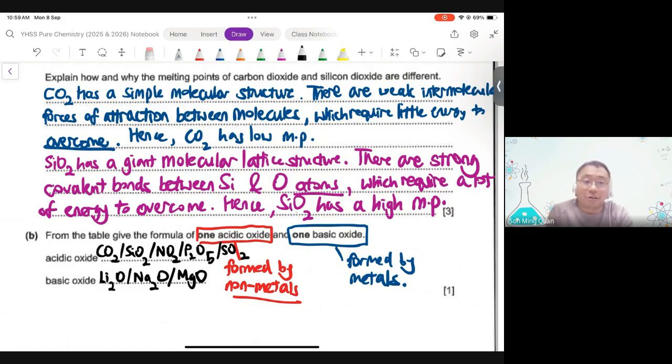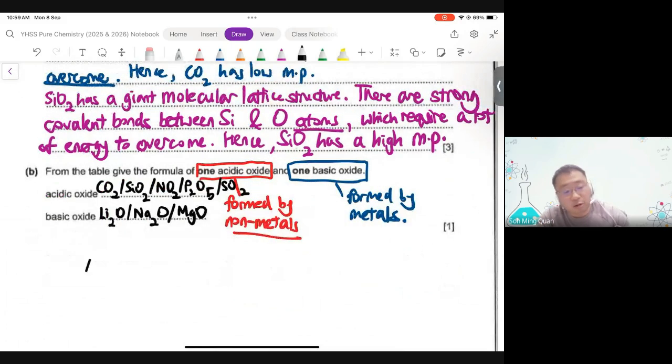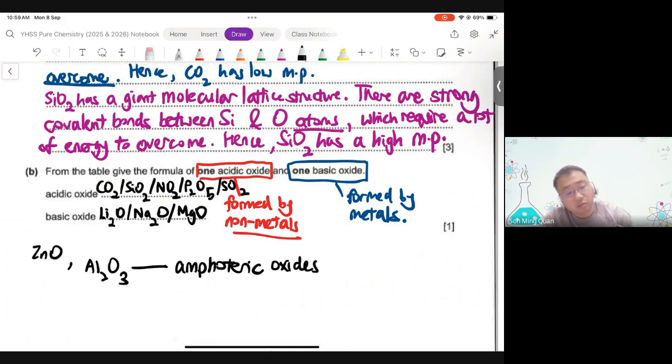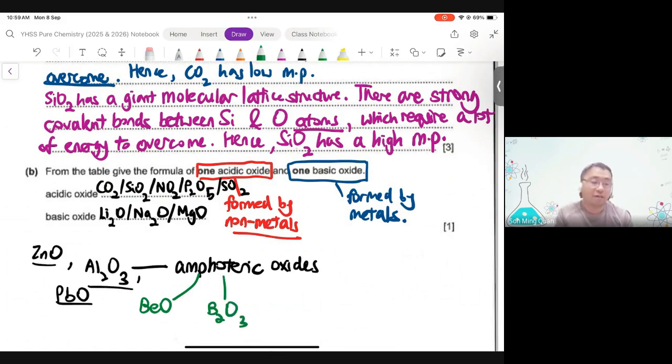Now you notice I've deliberately left out beryllium, aluminium, and boron. Sadly, what you should know, aluminum oxide is not acidic, it's not basic. Aluminum oxide is amphoteric. Amphoteric oxides react with both acids and bases. So zinc, aluminum, lead, they are amphoteric oxides. Now, actually beryllium oxide is also amphoteric. Boron trioxide, this one is a bit more vague. Boron trioxide can be amphoteric as well. But you don't know that.